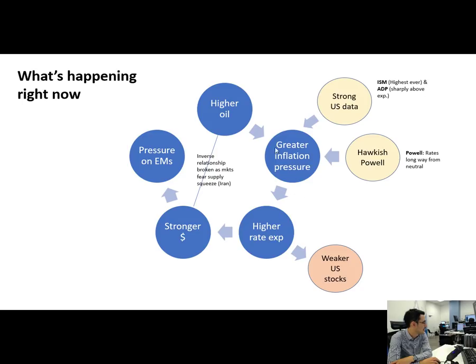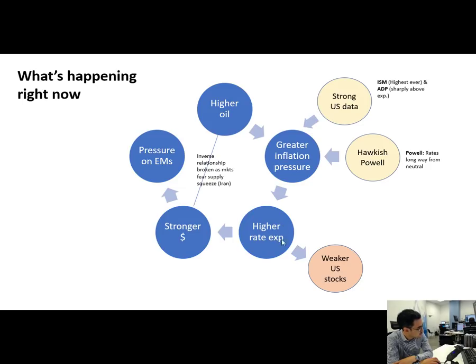This is the key one here. I should really make that a different color, because this is leading to greater inflationary pressures. You then throw in the ISM, the ADP, and the general health of the US economy, so strong data inputs to the greater inflation pressure, and then consequently you get Jerome Powell saying rates are a long way from neutral, and so a hawkish Powell creates more than higher rate expectations. So really his arrow should be pointing down here. Higher rate expectations leads to the left, a stronger dollar, which then in turn, as I mentioned, pressures the EMs.